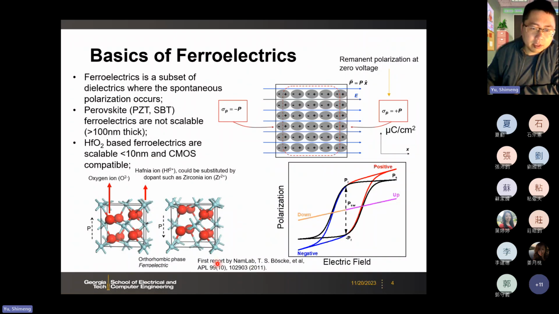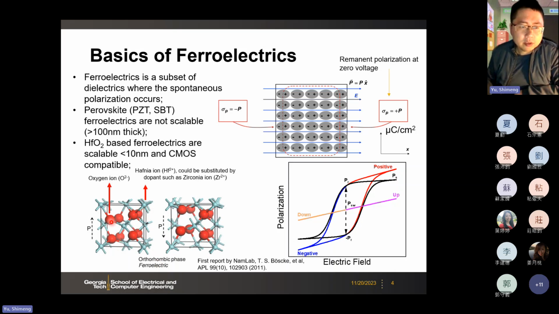A paper was published by NaMLab, a research lab in Germany, and it discovered that in the hafnium oxide material system, we could have the ferroelectric property as well. The key is to form a very particular phase in the hafnium oxide system, called the orthorhombic phase, whose crystal structure we show here.